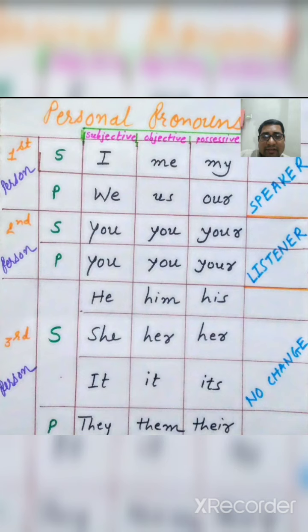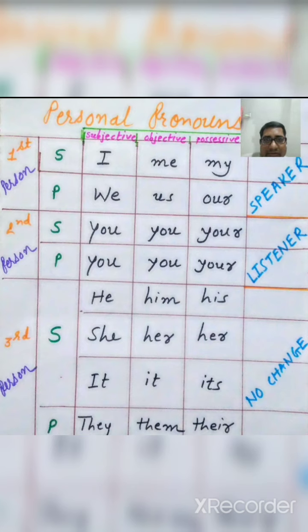So he, she and it, these all three pronouns are considered as singular in third person. He is used for the male person, she is used for the female, and the pronoun it is used for non-living things. Okay, and the plural one is they. They is the plural in third person, so they is the plural of he, she and it. So this column is very important.